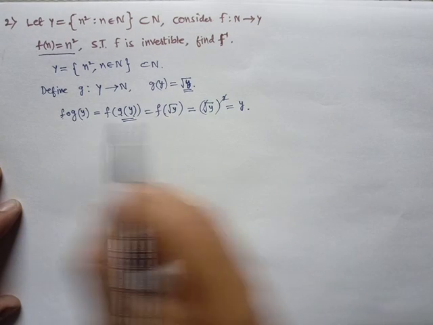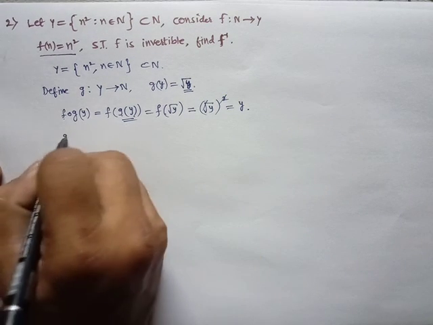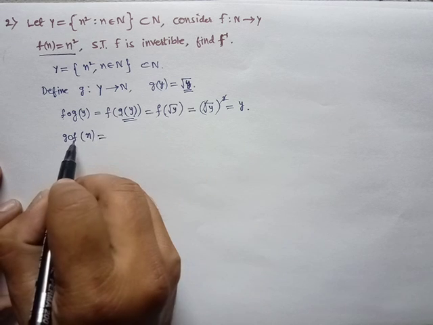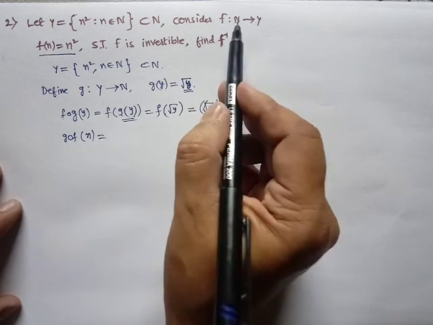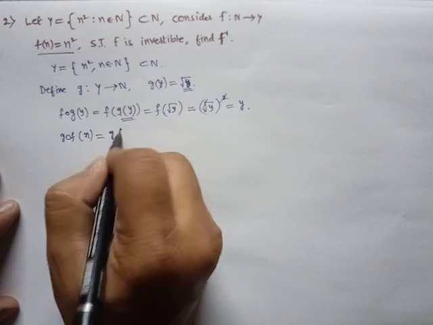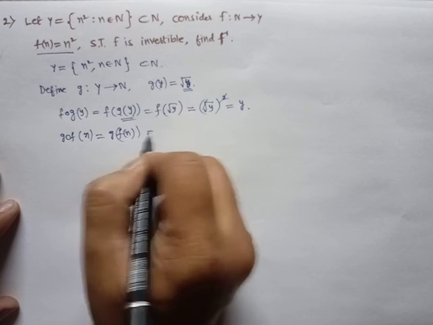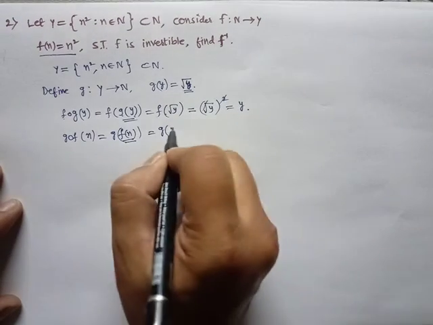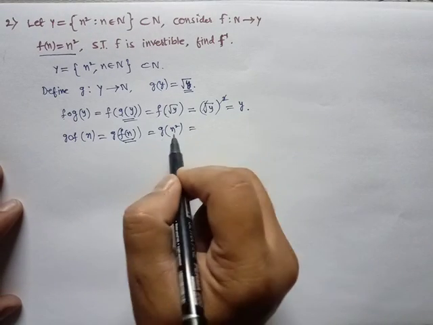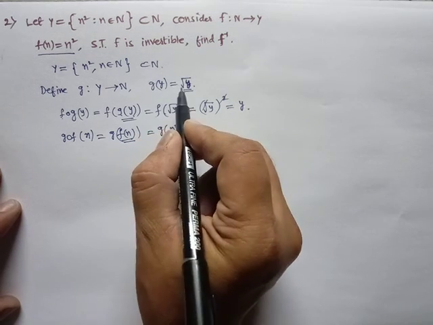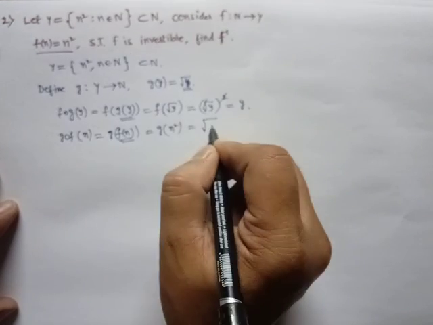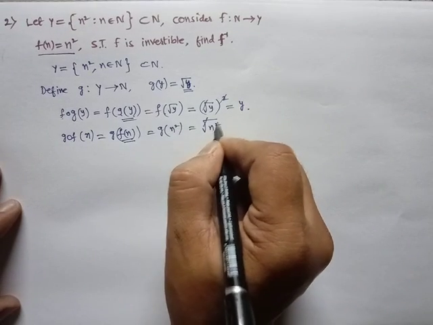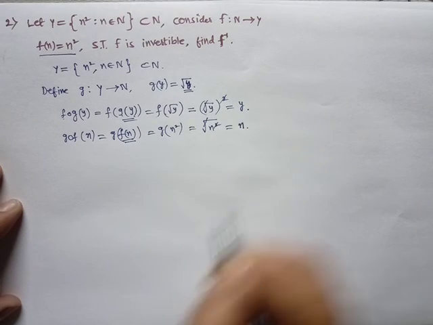F circle G of y is equal to y. And G circle F of n you consider, because F is taking the values from natural numbers here. Then G of F of n is equal to G of n square. G of y is equal to square root of y, then square root of n square. Now square root and square will cancel. This will give you n.